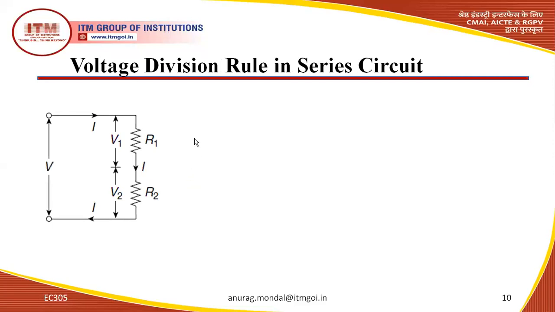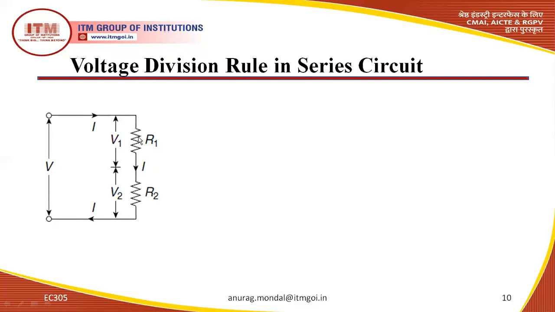Next, from the series of resistances, we have the voltage division rule. What is the voltage division rule? Here it is a series connection between R1 and R2, so obviously the equivalent resistance becomes R1 plus R2. If the overall voltage applied is V, the voltage across R1 becomes V1 and the voltage across R2 becomes V2.